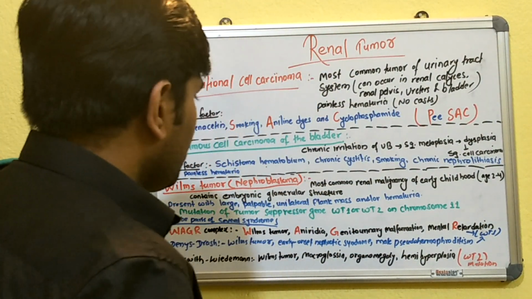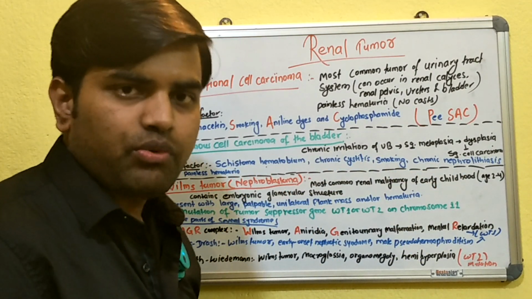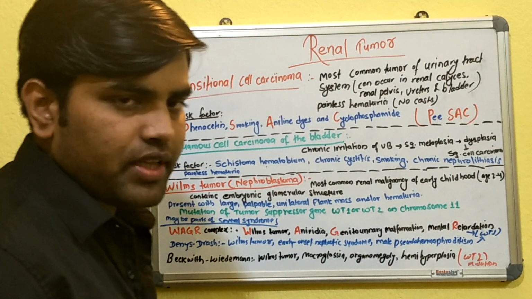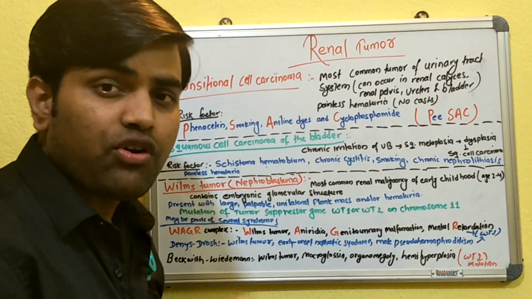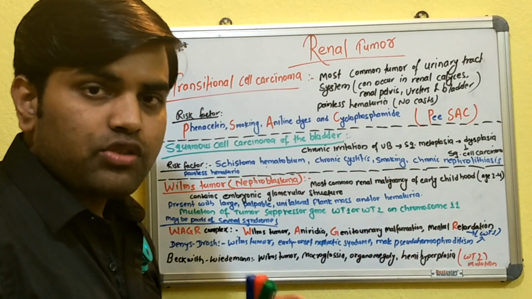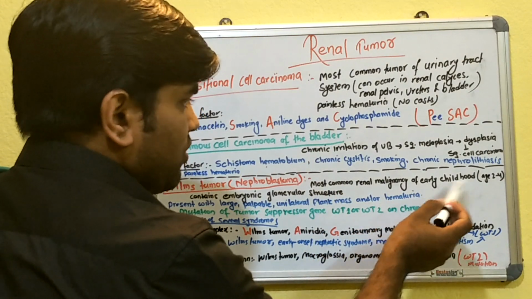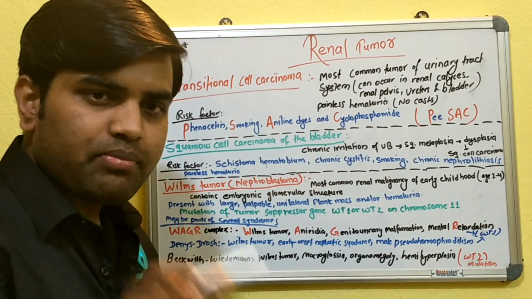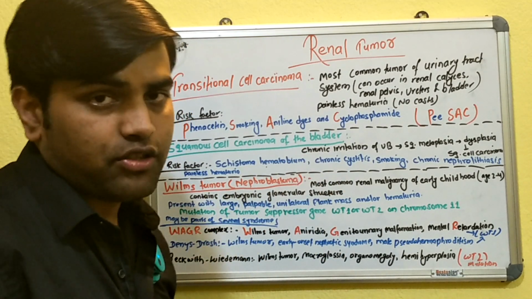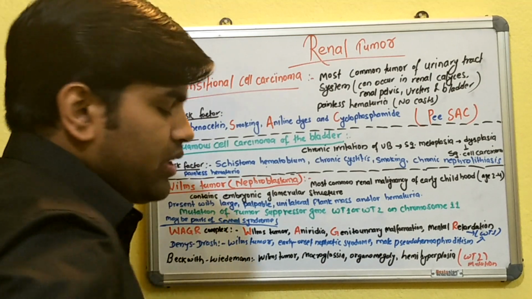Okay, now coming to chronic cystitis, which we have talked about, the presentation will obviously be painless hematuria, and we have already discussed that. Now let's come to an important topic, Wilms tumor, also known as nephroblastoma. It is a tumor of childhood, mainly in the age group of 2 to 4. It is the most common renal malignancy of early childhood, and it contains embryonic glomerular structures.